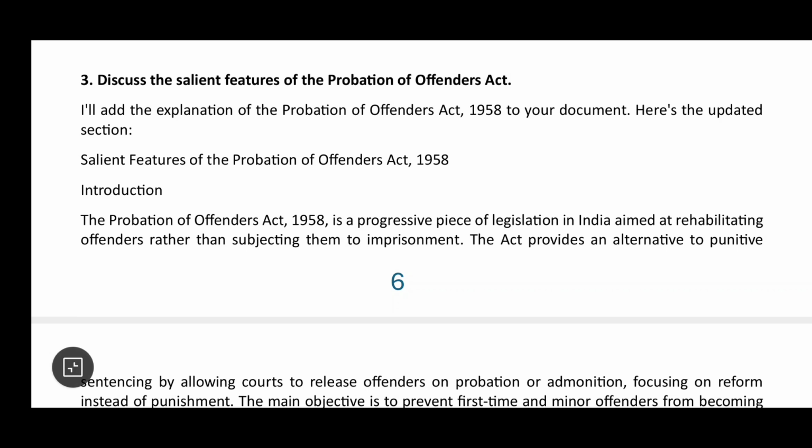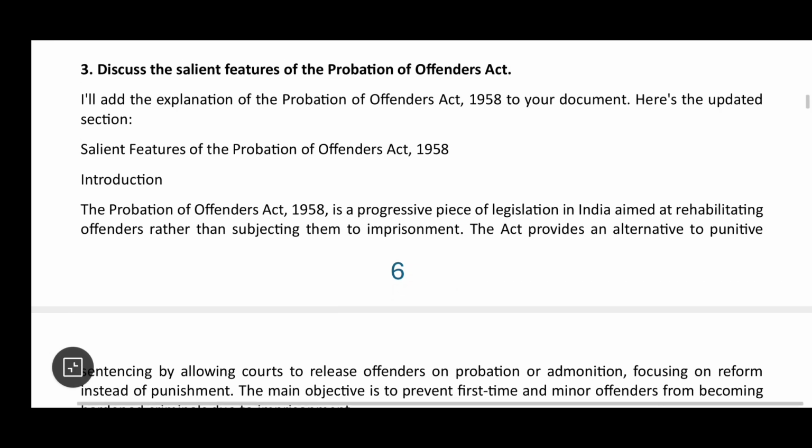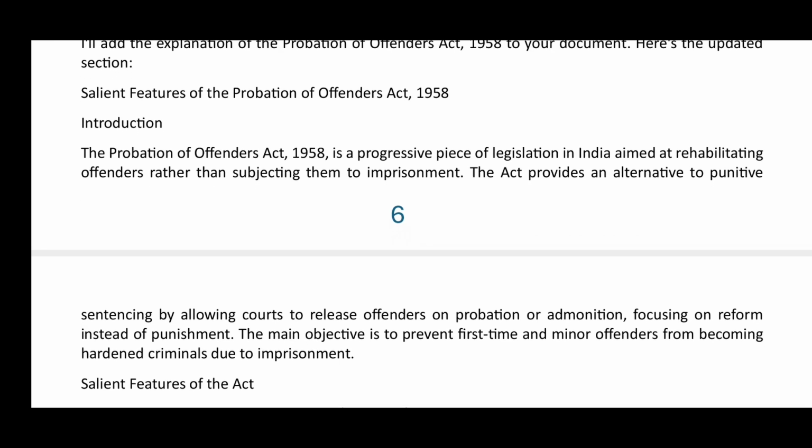The Probation of Offenders Act 1958 is a reformative law. The main aim of this act is to reform offenders instead of directly sending them to prison. The Act mainly focuses on first time offenders and minor offenders.